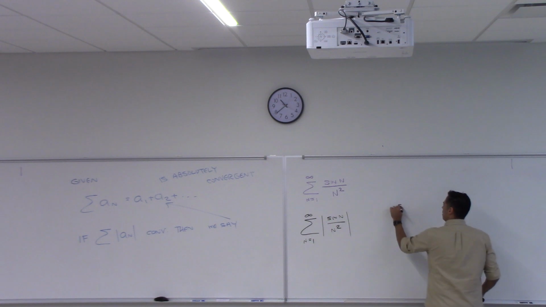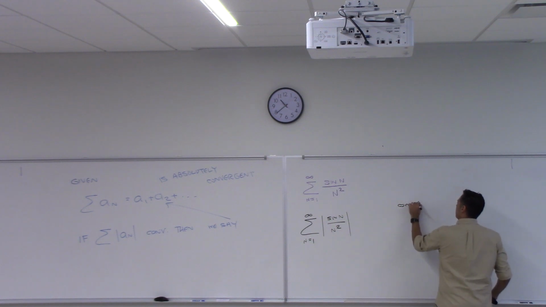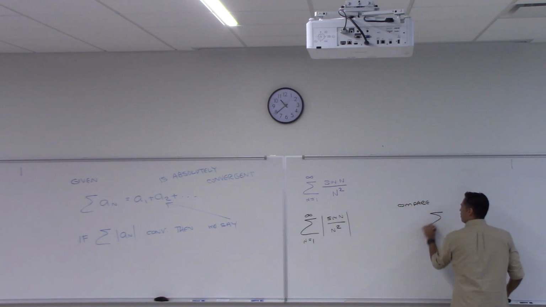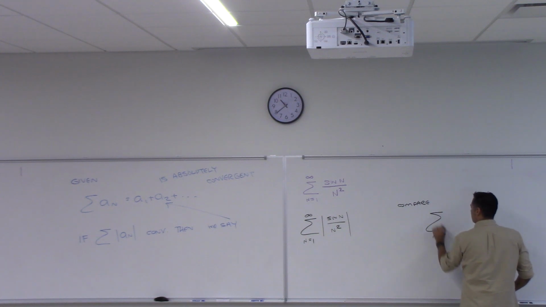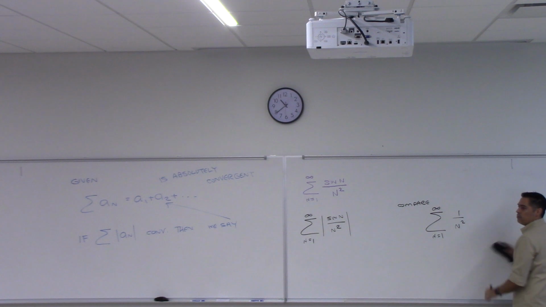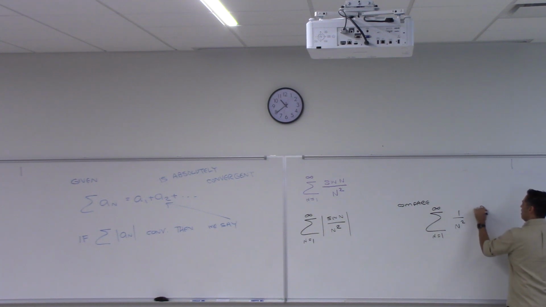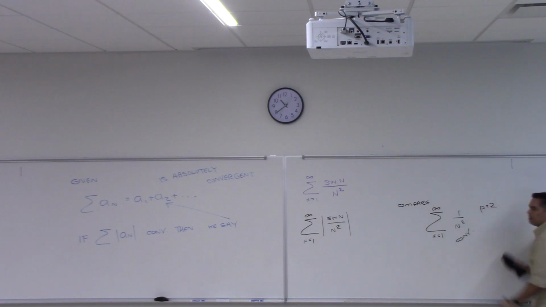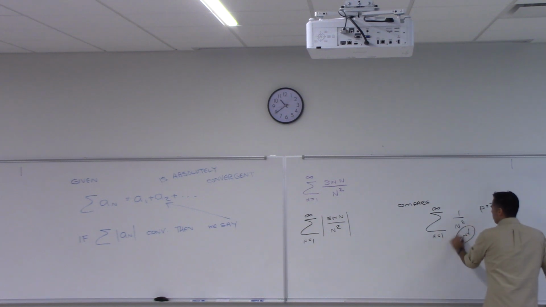I only have a minute. I'm going to compare it to, any guesses? 1 over n squared. Why? That's p equals 2. This converges. If that converges, what do I need to show? I'm going to do the inequality.